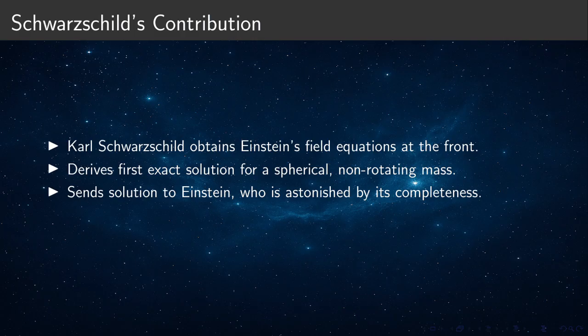At the same time, Karl Schwarzschild, serving on the front lines of the war, obtained Einstein's field equations and derived the first exact solution for a spherically symmetric, non-rotating mass. Despite the extreme conditions of his service, Schwarzschild successfully obtained a complete analytical solution and transmitted it to Einstein, who was reportedly astonished by the result.